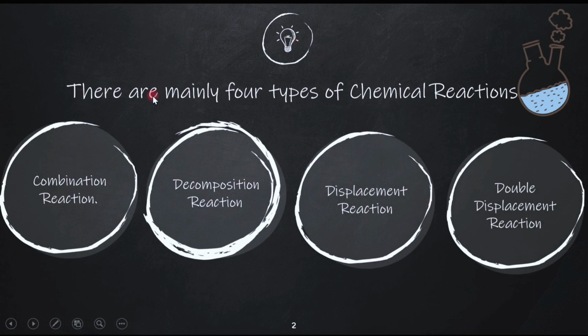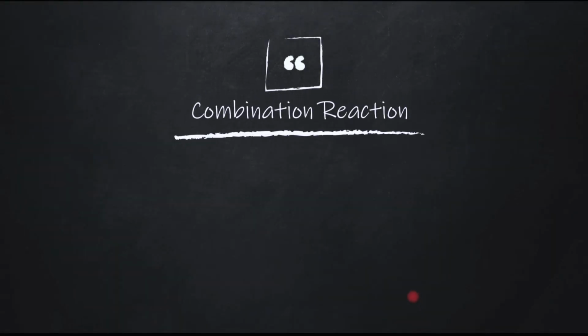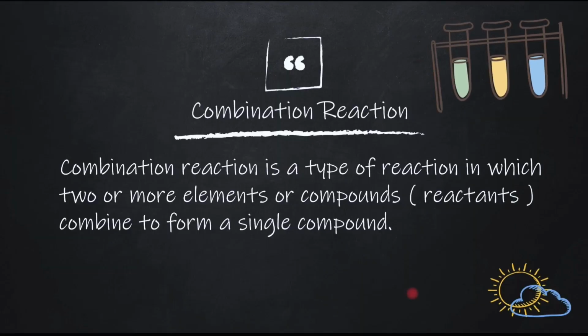Dear student, there are mainly four types of chemical reactions. Those are combination reaction, decomposition reaction, displacement reaction, double displacement reaction. Among all these chemical reactions, in this session, we are only focusing on combination reaction. Let us focus on the definition of combination reaction.